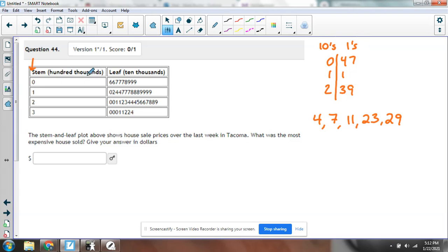But here it says this is 100,000s, and this is 10,000s. So let's just look for a random point. If I took the point 1 and 8, that represents 180 thousand.